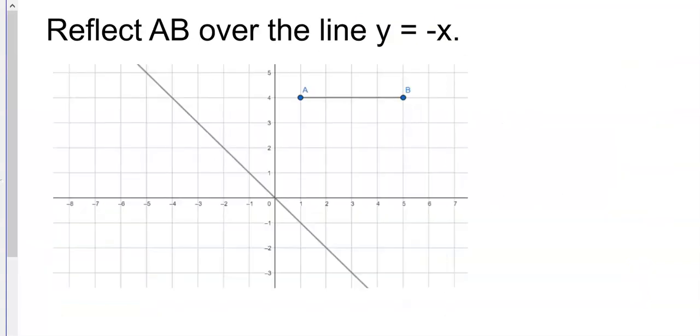Let's take this line AB, or actually it's a segment, I should say, and reflect it over the line y equals x. This is called your line of reflection here, y equals negative x. Line of reflection.